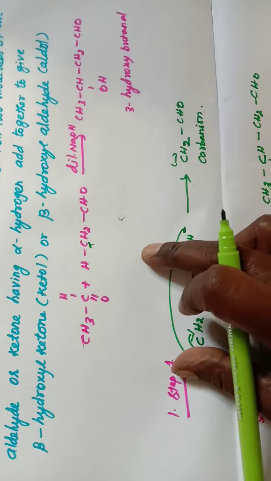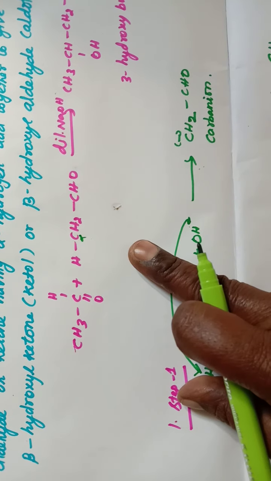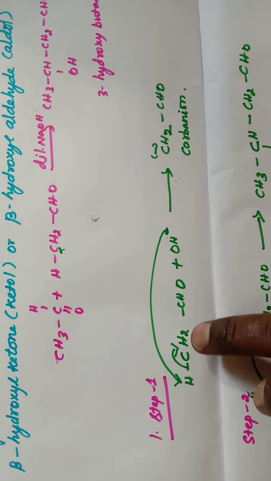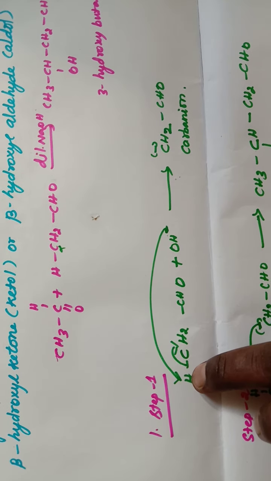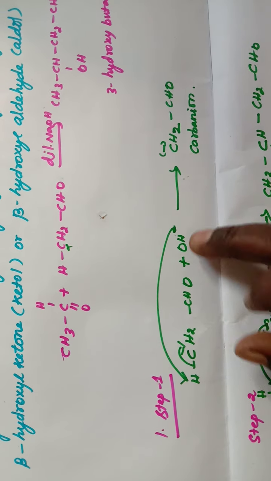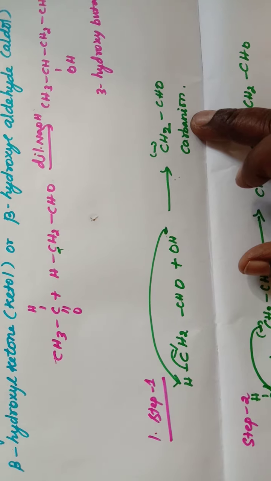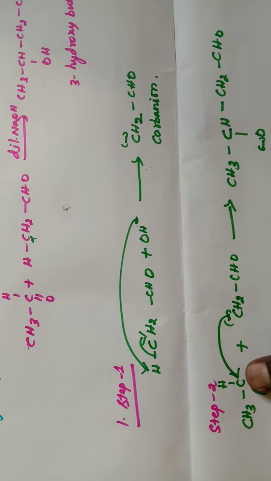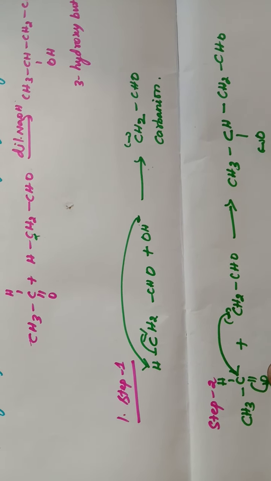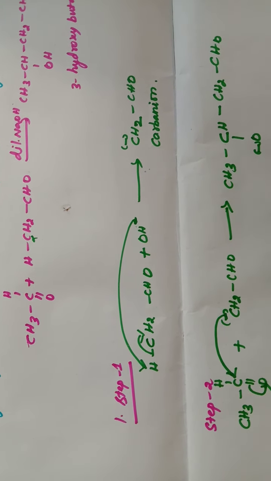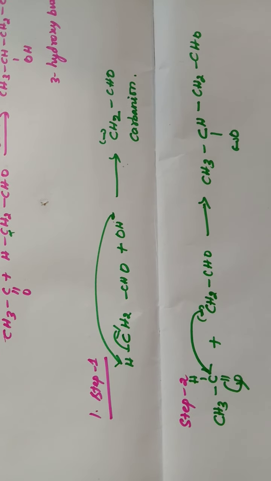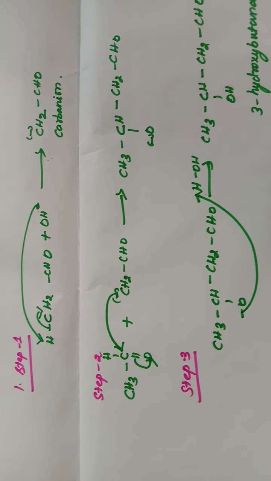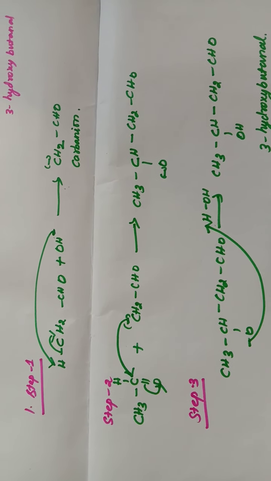The mechanism of this reaction takes place in 3 steps. The first one: one of the hydrogens is removed by the base so that there is a formation of a carbanion. In the second step, this carbanion attacks the carbonyl carbon of another aldehyde which is unionized. Now it forms an alkoxide ion. And in the third step, this alkoxide ion is protonated by water so that it forms an aldol.